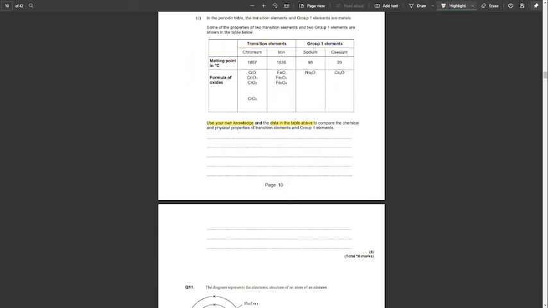And it's also giving you information at the top. In the periodic table, transition elements and group 1 elements are metals. So it's told you that they are metals. That is true. You must take what the exam tells you to be true. Some of the properties. That's where use your own knowledge comes in. It says use your own knowledge and it's got some of the properties. You can probably link the two together.